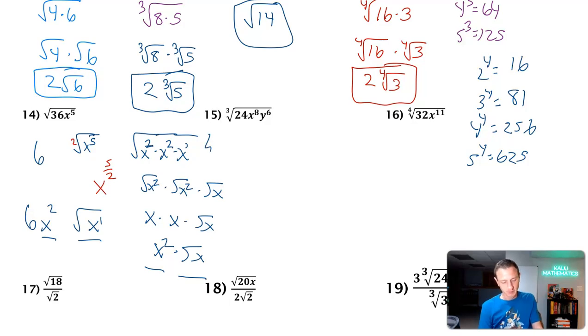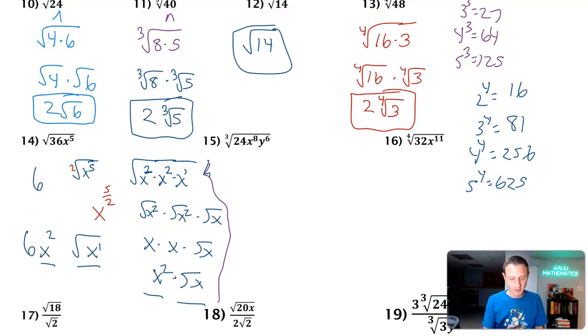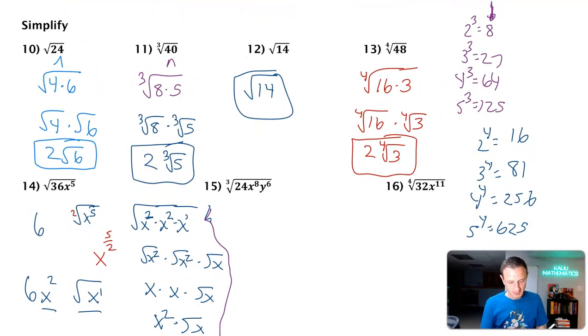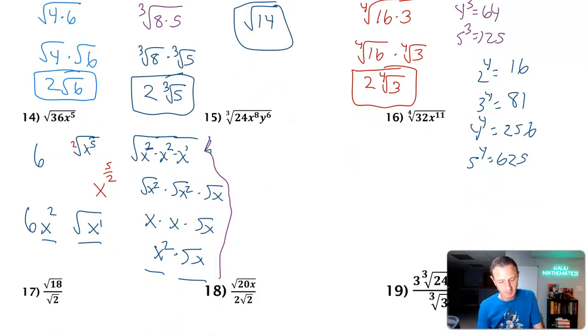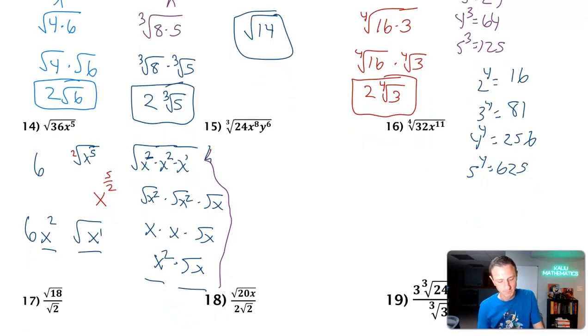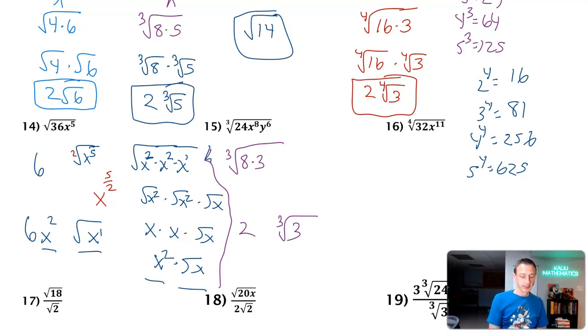So let's try another one. The cube root of 24, x to the 8th, y to the 6th. So with cube roots, we want to think about perfect cubes, and we already talked about 8 going into 24 before. So that's 8 times 3. So the cube root of 8 times 3. The cube root of 8 is 2, so 2 is going to pop out here. So then I still have that 3 on the inside.